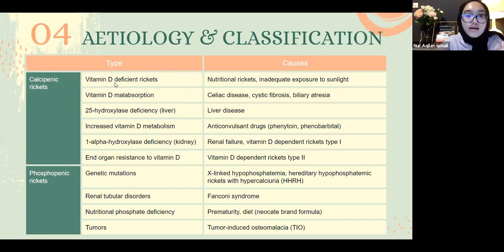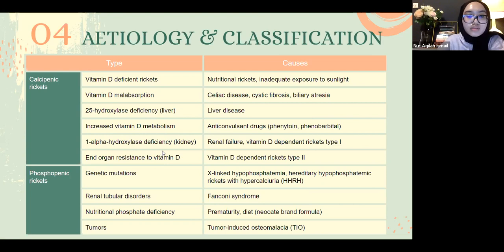So you see, vitamin D deficient rickets can be caused by nutritional deficiency and inadequate exposure to sunlight. Vitamin D malabsorption can be caused by celiac disease, cystic fibrosis, and biliary atresia, which are related with fat malabsorption. And we know that vitamin D is a fat-soluble vitamin. 25-hydroxylase is supposed to be produced by the liver for the first hydroxylation process, but can be deficient in liver disease. An increase in vitamin D metabolism can be caused by anticonvulsant drugs like phenytoin.